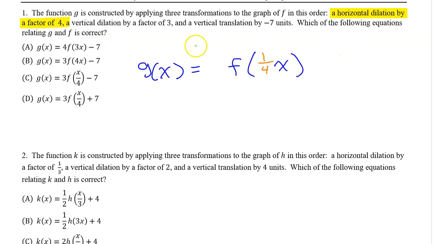A horizontal dilation by a factor of 4 is going to show up on the inside as a 1/4. It's always the reciprocal of what you see here when it is a horizontal dilation. 1/4 x is the same as x over 4, so it can't be A or B. A vertical dilation by a factor of 3 is going to show up in the front as a big old 3. So still it could be C or D. A vertical translation by -7 units is going to show up here on the end as a -7. So the answer is C.